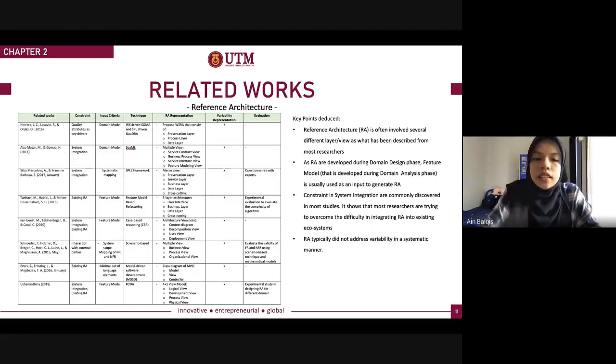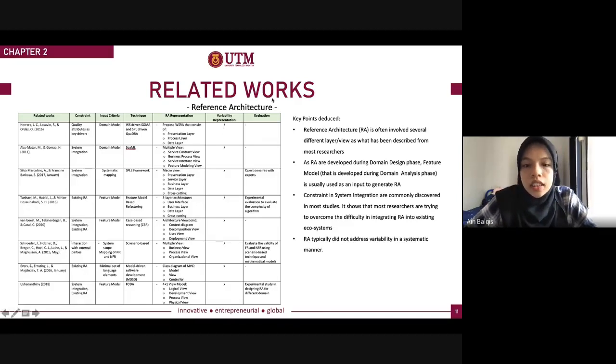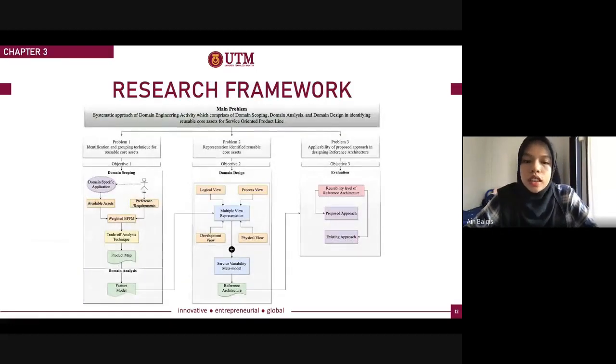And the difficulty in integrating reference architecture into existing systems is commonly discovered in most studies. Lastly, reference architecture typically does not address variability in a systematic manner. Thus, this offers room for improvement for upcoming studies in providing a reference architecture that can also support variability systematically. Okay, next, we move into research methodology.